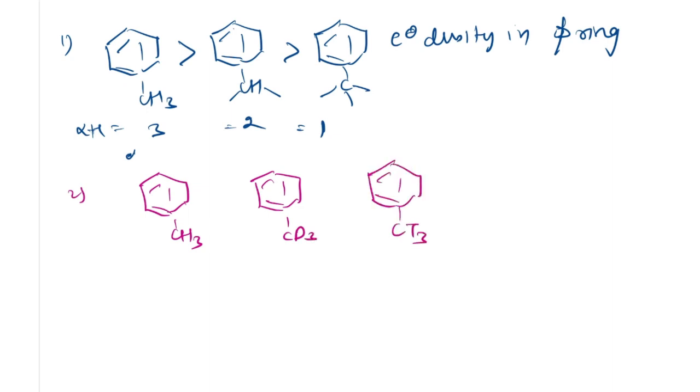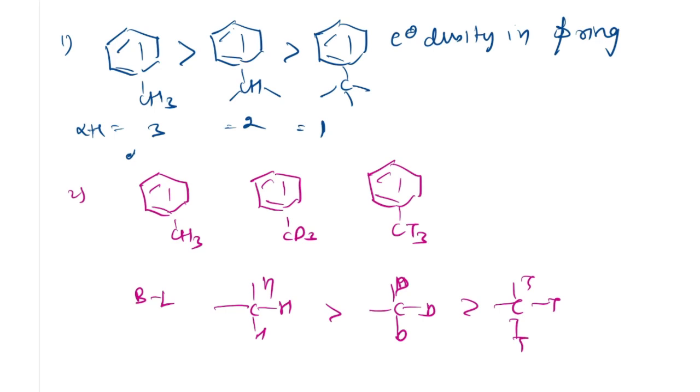We know the bond length. If we talk about bond length, we have three types of bond: CH, CD, and CT. In case of CH, the bond length is more and the bond strength is weaker. So CH will break first, then CD3, then CT3. So CH will break easily.